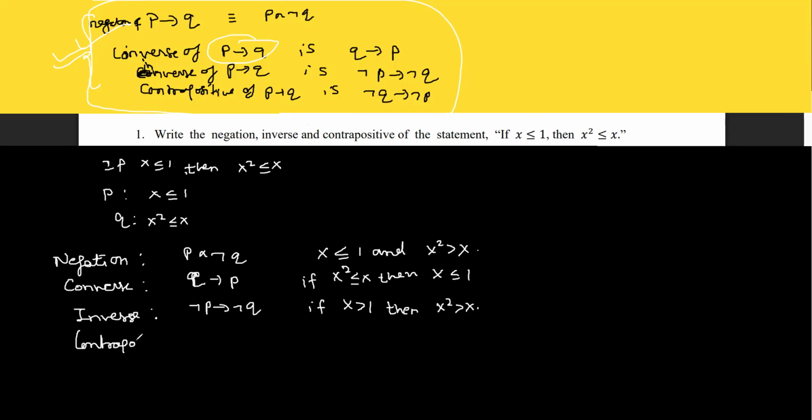Contrapositive. Contrapositive means the inverse of this converse. So not Q implies not P: if x square greater than x, then x greater than 1. That is all you had to write. Okay. Yes, note this.